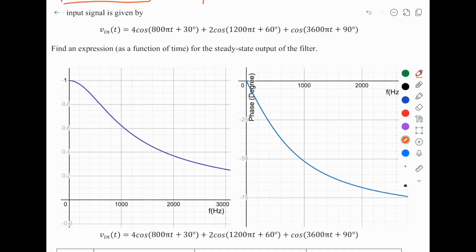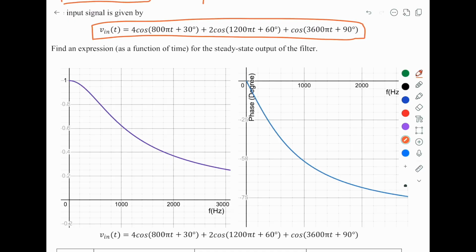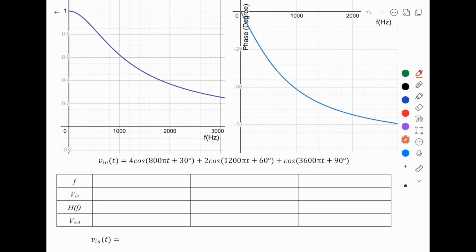Now, with this RC value, if the input signal is described by this function, we have 1, 2, 3 terms. So let's analyze this one. First, we look at the frequency. The same argument here. For the 800 pi, we can say 2 pi f. So 2 pi ft, so the frequency is 400. The second term, the frequency is 600. The third term is 1800.